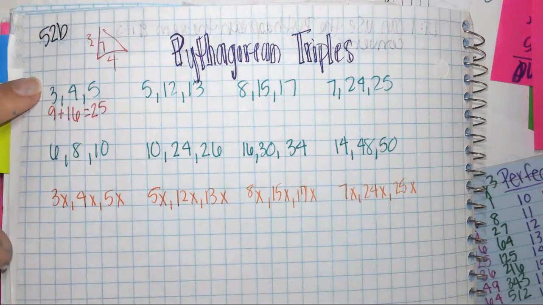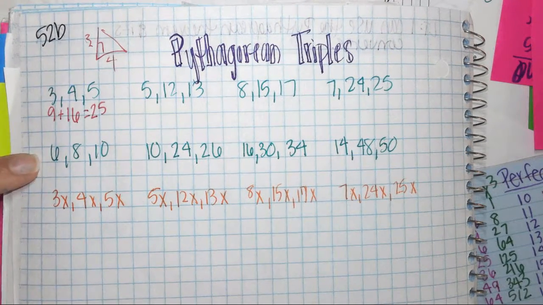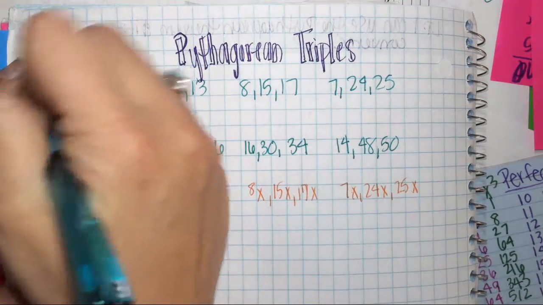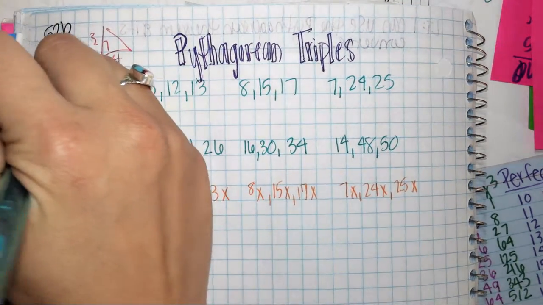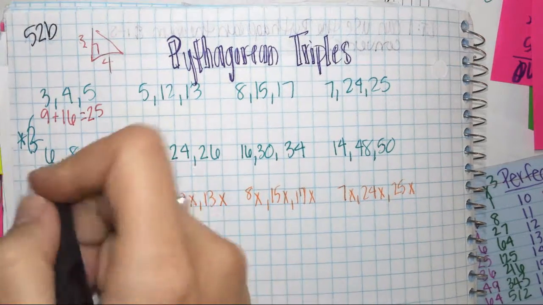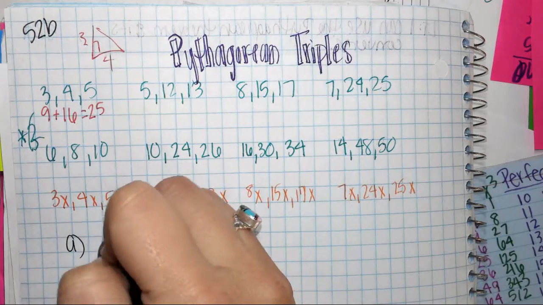No, this is your base one. So here we multiplied by 2, right? To get to this level, we just took our triple and we multiplied everything by 2. Now the way you use it is if I give you a triangle, and let's call this triangle A.